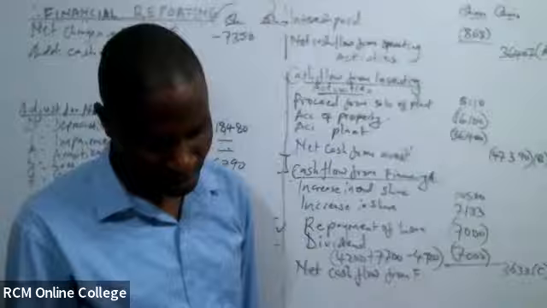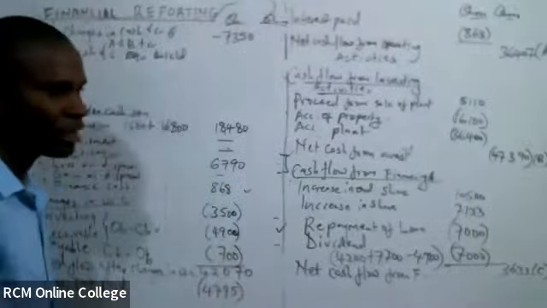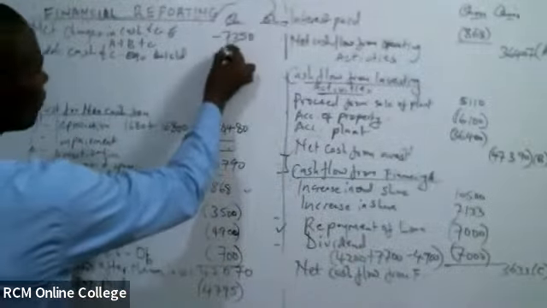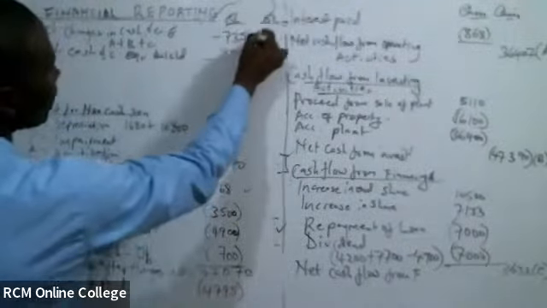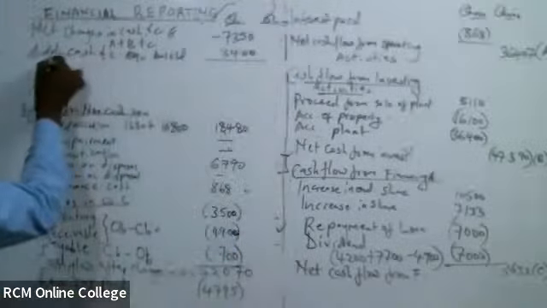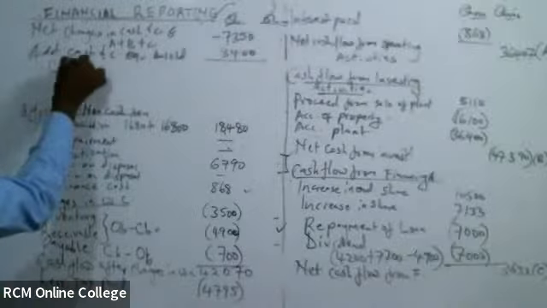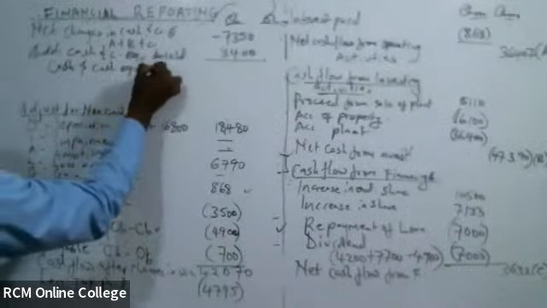Bank balance ni ngapi? 8,400. Hatuna hata short term investment. So kitu tunaleta hapa ni 8,400. Minus 7350 plus 8,400. So itakuwa cash and cash equivalent balance.